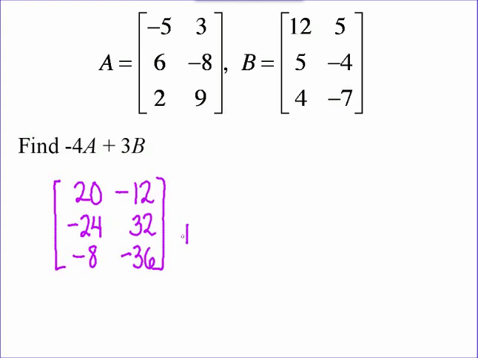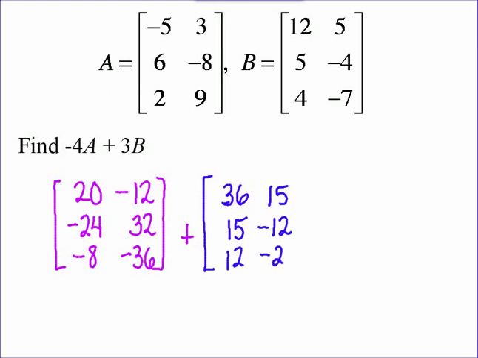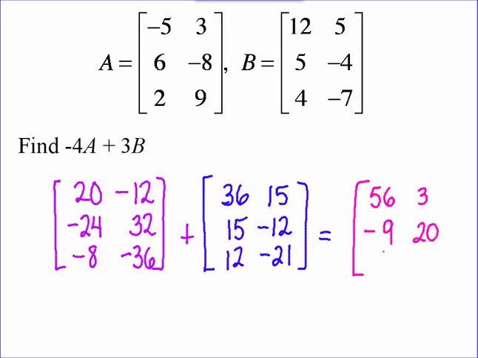Good. And now what I'm going to do is add that to 3b. So what will 3b be? 36. Yep. What else? 15. Yep. Negative 12. Yep. Negative 21. And so now all I need to do is add those together. So what do I get when I add those together? 56, 3, negative 9. What's the next one? 20. Yep, 4. Yep, and negative 57. There you go. And that's it.